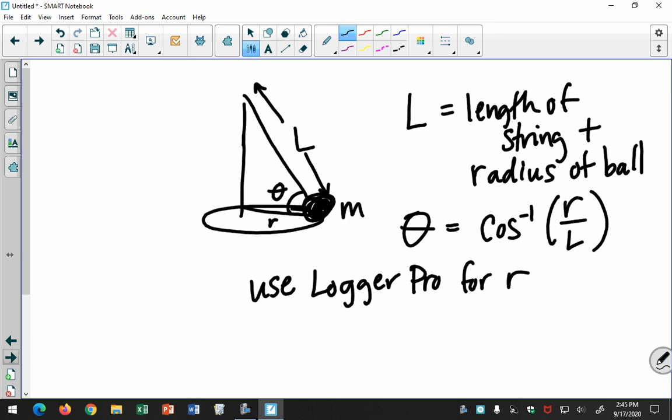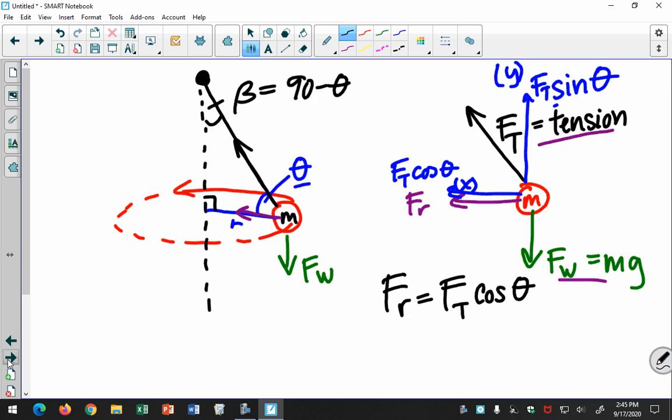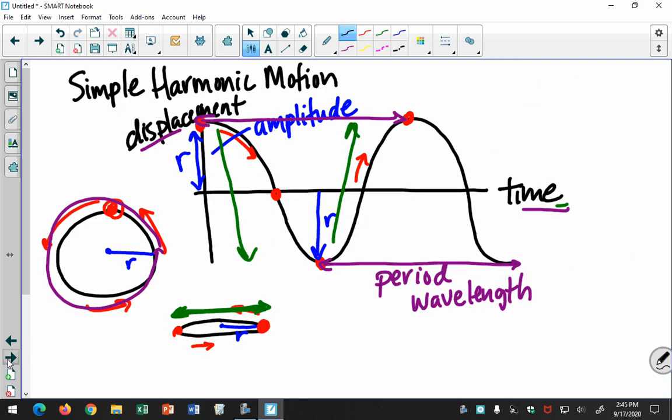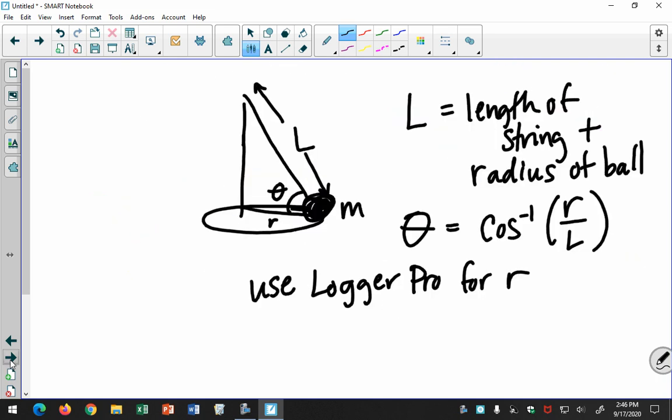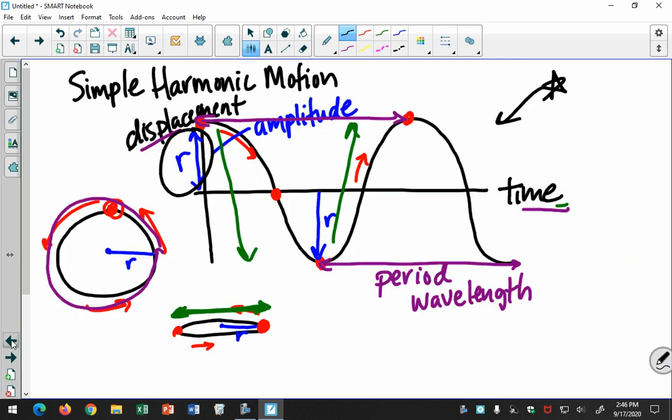How do I find R with Logger Pro? Well, guys, look at this. You're totally going to make a displacement versus time graph and figure out what the amplitude is. Okay, so that's how that is all connected there. When you look at your data sheets, you will find that you measure the mass of the ball and the radius. Then you're going to plot position versus time, x versus time, and find R. You can also find the period. Notice from your graph, it's just the wavelength.